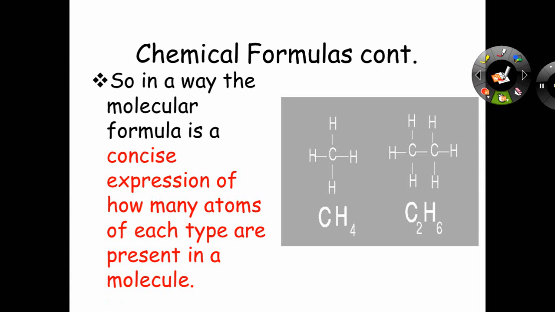So in a way, the molecular formula is a concise expression of how many atoms of each type are represented in a molecule. Here we have CH4, 1 carbon, 4 hydrogen. And then next to it, we have C2H6, where there are 2 carbon and 6 hydrogen.